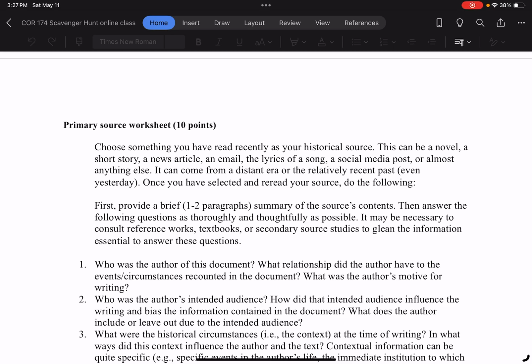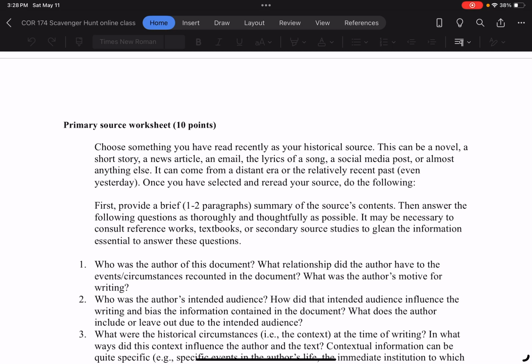If it's a text message that just said "thank you," then maybe you could do some explanation of it, but it might not be enough material. So try to choose something a little more meaty than that. Once you have selected and read or reread your source, then you do the following.